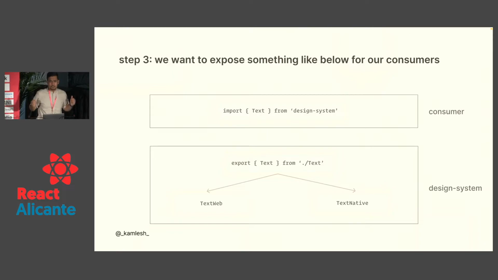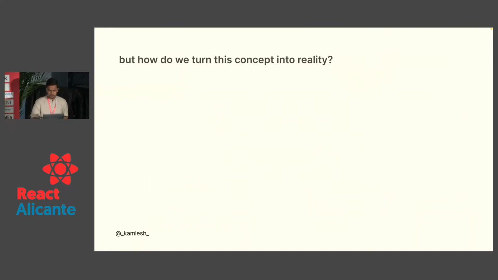Now, next step. We want to expose something like below. We abstracted the styles, we refactored our component, but still we are not there. What we wanted was, as a consumer, if you want to import Text from the design system, the bundle that you get from the design system should internally be able to identify whether it's a web or a native component that the consumer is asking for, instead of the consumer explicitly mentioning it. But how do we turn this concept into reality? File extensions and bundlers.